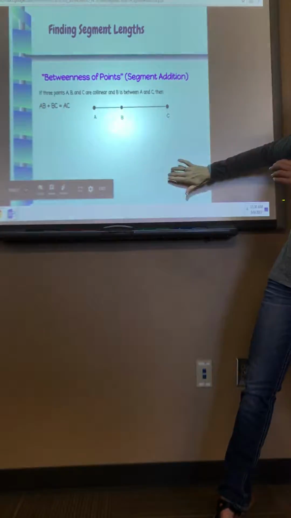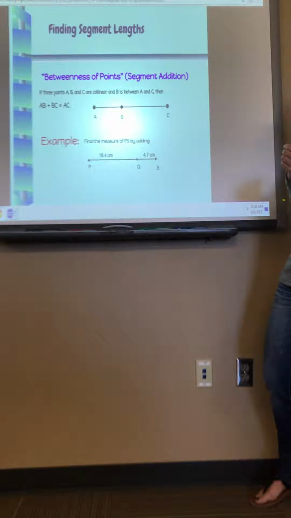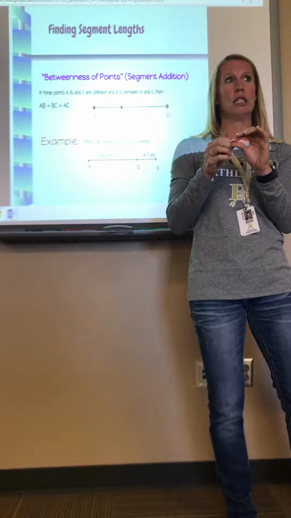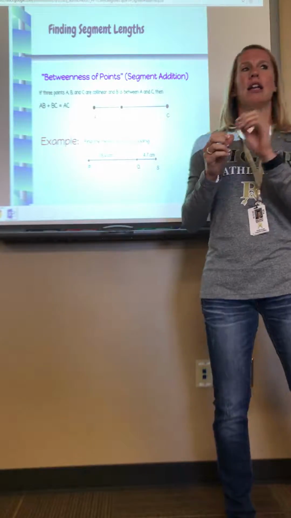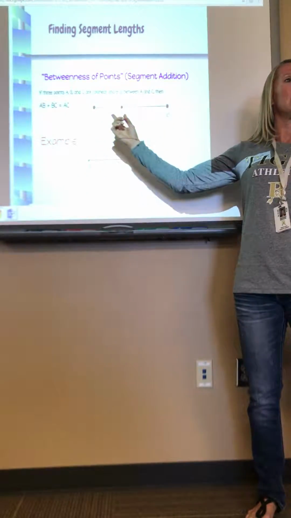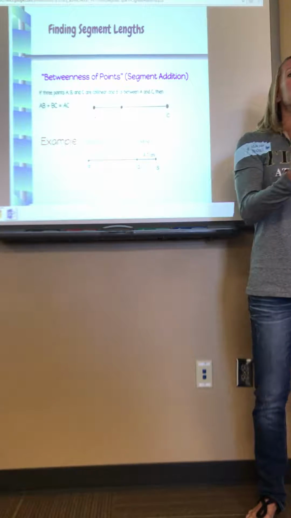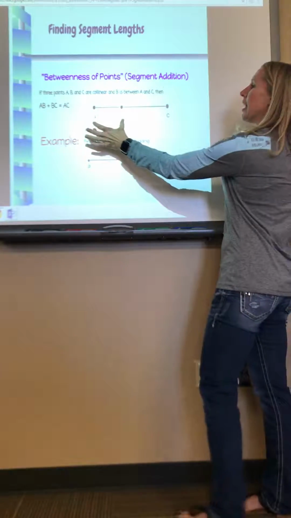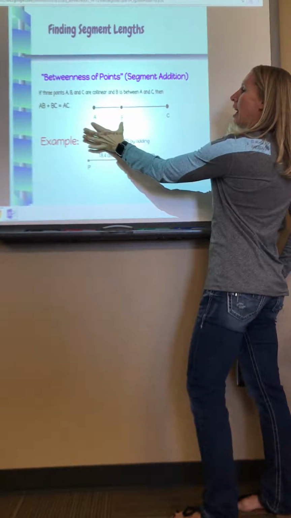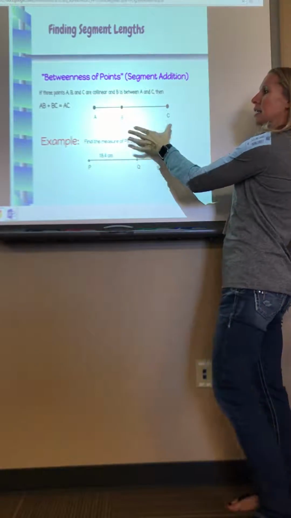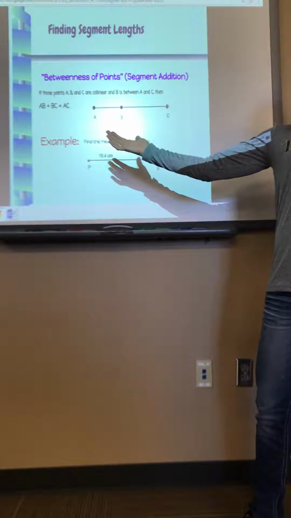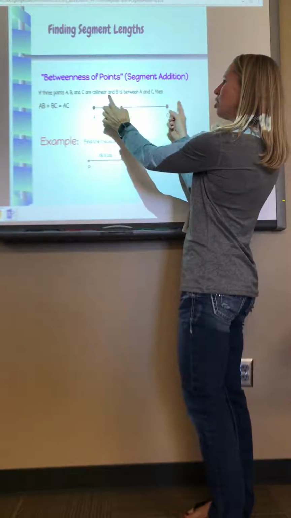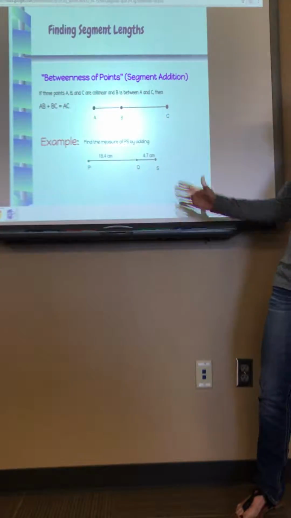Let's talk about this. Oh, I forgot this was on here first. If you have three collinear points, do you remember what collinear is? Same line. So if you have three collinear points and B is between A and C, doesn't mean it's in the middle. It's just somewhere between. If I take this segment AB and I add it to this segment BC, I get the whole segment AC. If I take this piece and add it to this piece, you get the whole piece. Pretty easy, common sense.